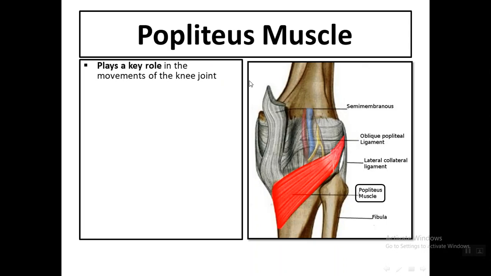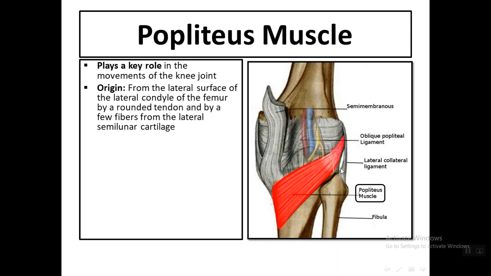It is important to know some information about the popliteus muscle because its function is important for the knee joint. This triangular-shaped muscle plays a key role in the movements of the knee joint. It originates from the lateral surface of the lateral condyle of the femur by a rounded tendon and by a few fibers from the lateral semilunar cartilage.